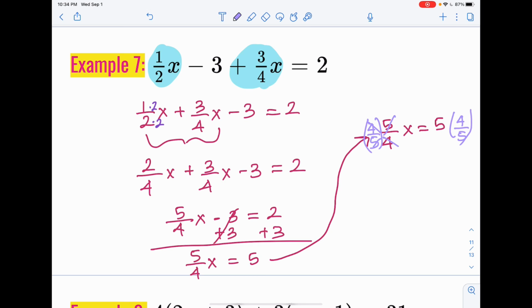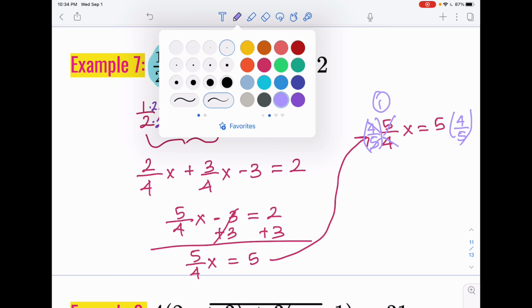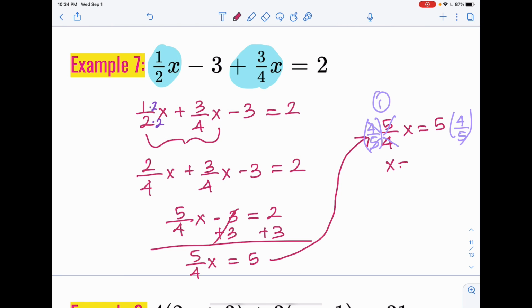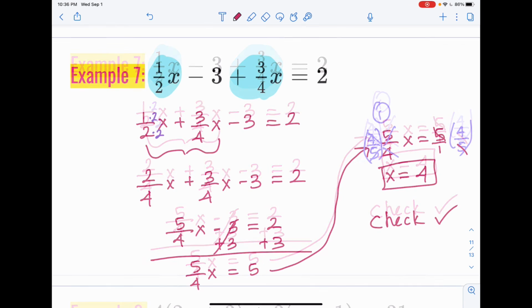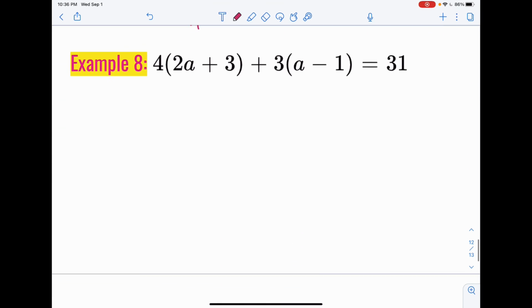We can cross cancel here, so this part is 1. 1 times x will be x. And here also we can cross cancel, because 5 is really 5 over 1. We can cross cancel these 5s, and then what we have here is 1 times 4 is 4, and 1 times 1 is 1. So our final answer is x equals 4. Okay, it's time to check. Let's go ahead and check. You can do this on your own. And done.